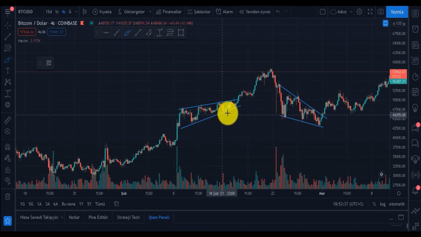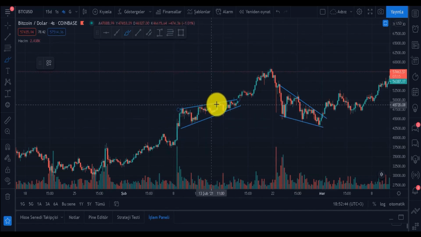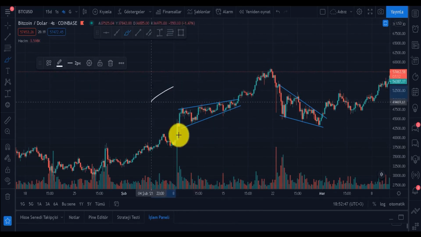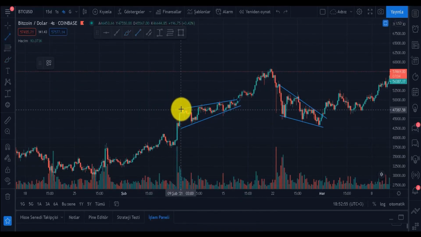In a rising formation, the lows are above, and in a falling formation, the lows are below. In a rising formation, the highs are above, and in a falling formation, the highs are below, my friends. They appear completely this way. Let's immediately discuss what these result in, what their targets are, and what those targets entail.